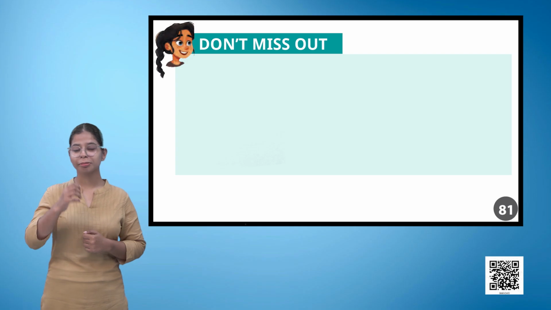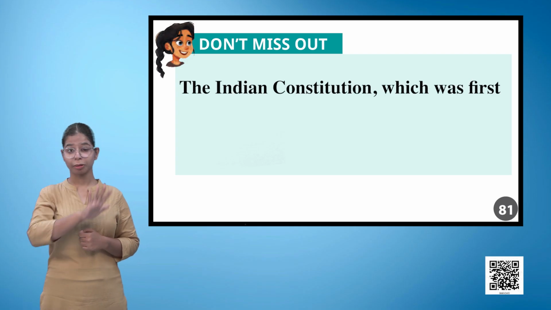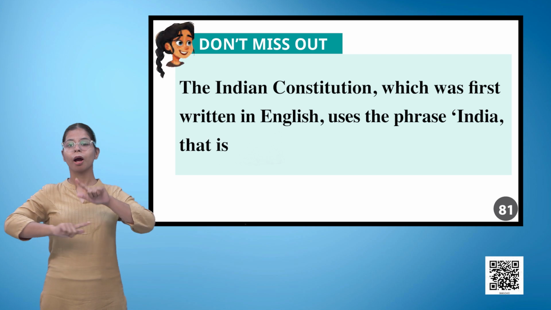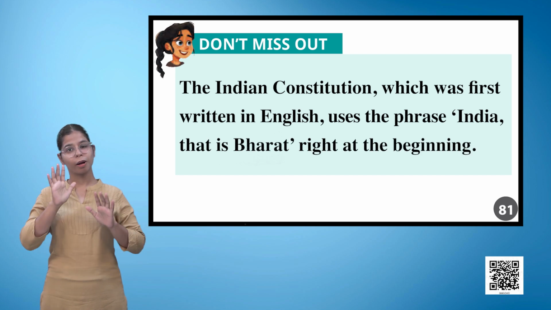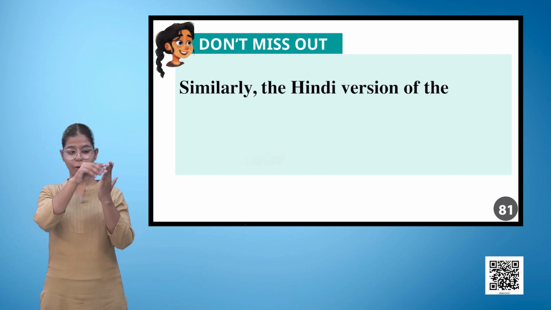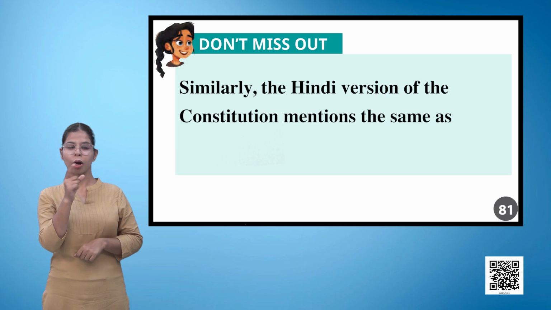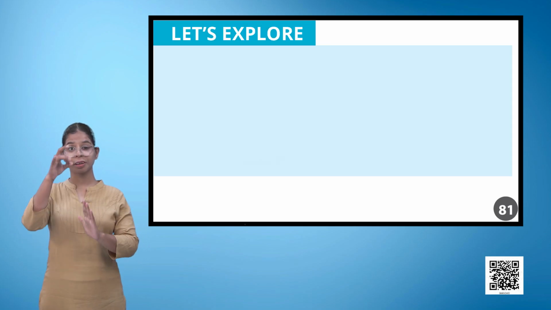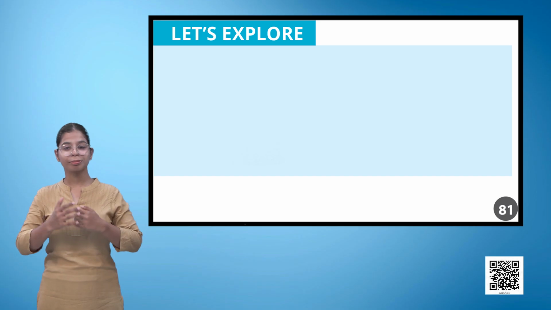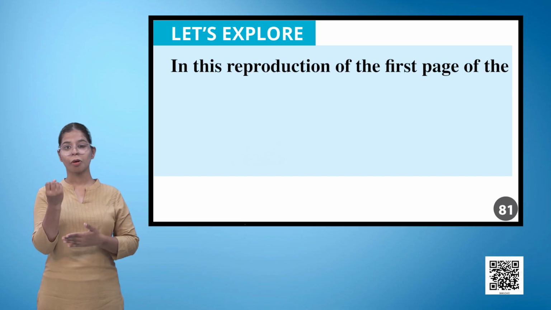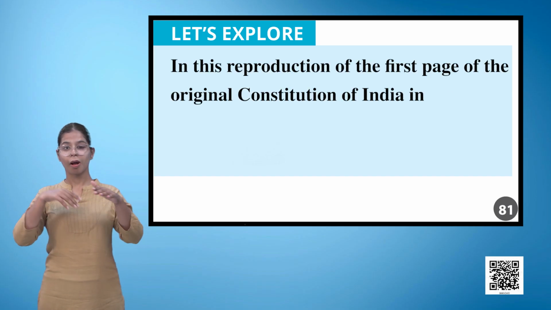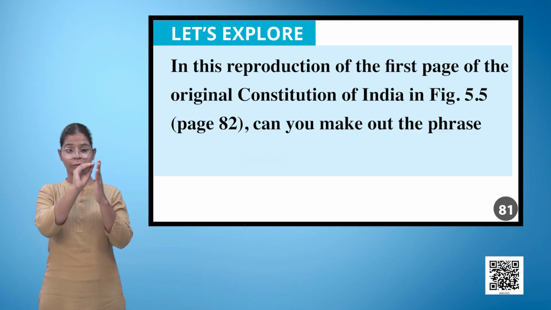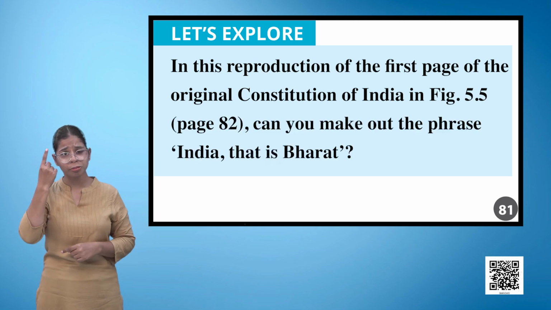Don't miss out. The Indian Constitution, which was first written in English, uses the phrase India, that is Bharat, right at the beginning. Similarly, the Hindi version of the Constitution mentions the same as Bharat Arthat India. Let's explore. In this reproduction of the first page of the original Constitution of India in figure 5.5, page 82, can you make out the phrase India, that is Bharat?